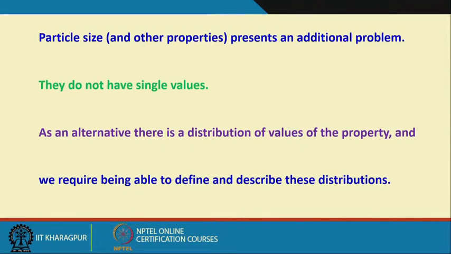Now, another thing is that particle size and other properties present an additional problem. They do not have single values, like shape, like those particles I had shown you in the previous slide. We are not interested in knowing the individual shapes of the particles, because it is extremely difficult, but sometimes we may need to know whether these particles are in general flaky, or what type of shape it has, or what their sphericity is.